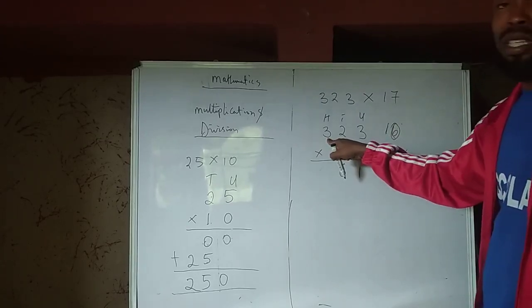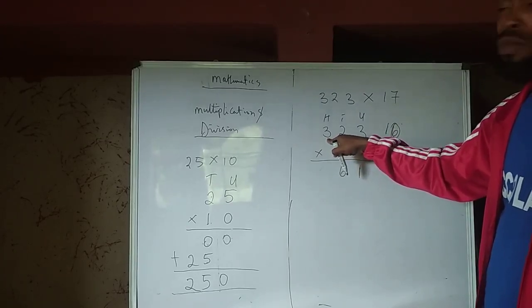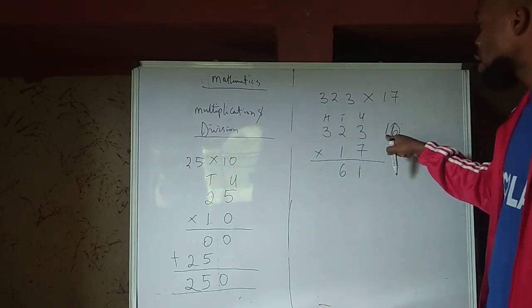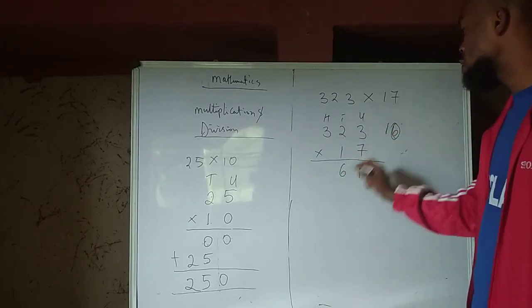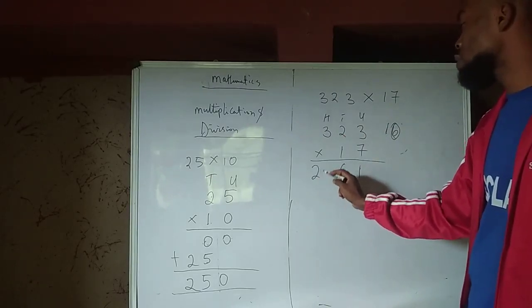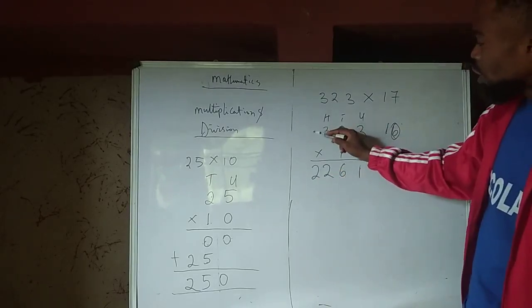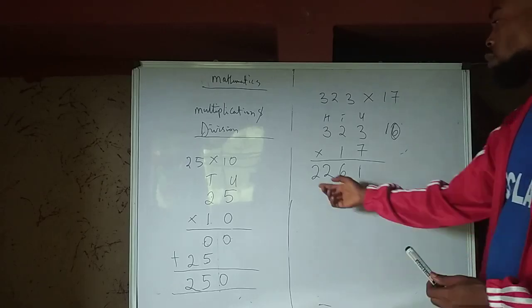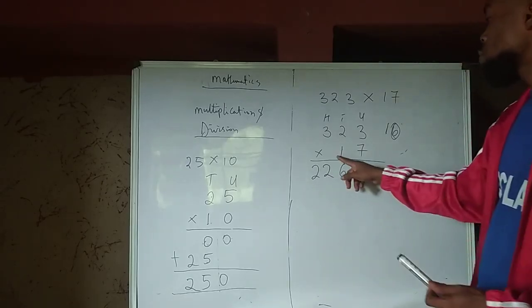7 times 3 is going to be 21. Okay, 21 plus 1 is going to be what? 22. So since we don't have anything else, we just write 22. We don't have any other number here, so we just write what is left. Okay, so we go again.